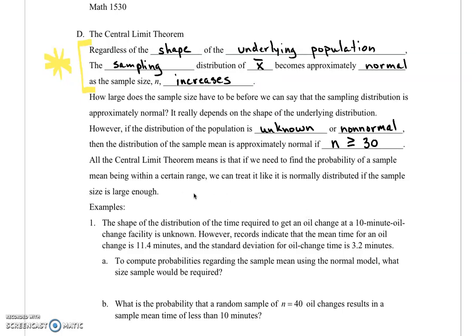So all this central limit theorem really means is that if we need to find the probability of a sample mean being within a certain range, we can treat it like it's a normally distributed curve and find the probability that way, as long as our sample size is large enough. So in the next video, we will pick up with some examples.